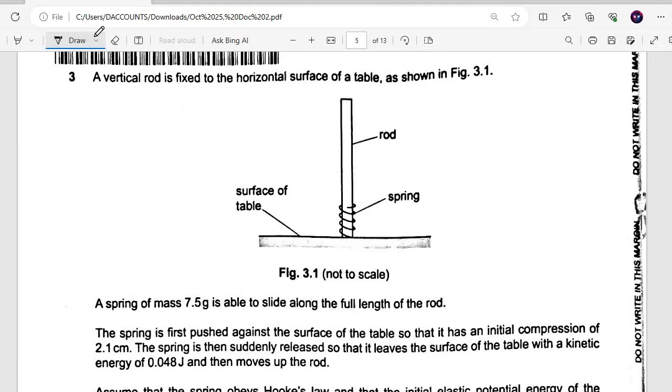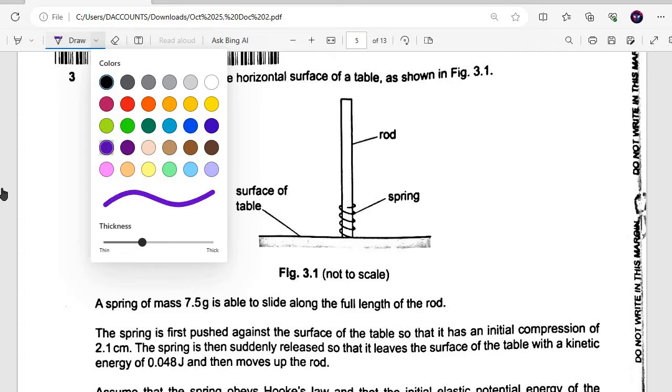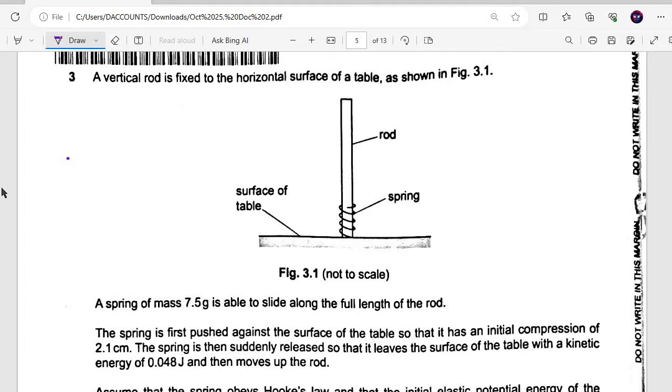Number 3. A vertical rod is fixed to the horizontal surface of a table as shown. You can see the vertical rod as shown. A spring of mass 7.5 grams is able to slide down the full length. Let me change the color. Look at this spring. The mass of the spring is 7.5 grams, able to slide down the rod.